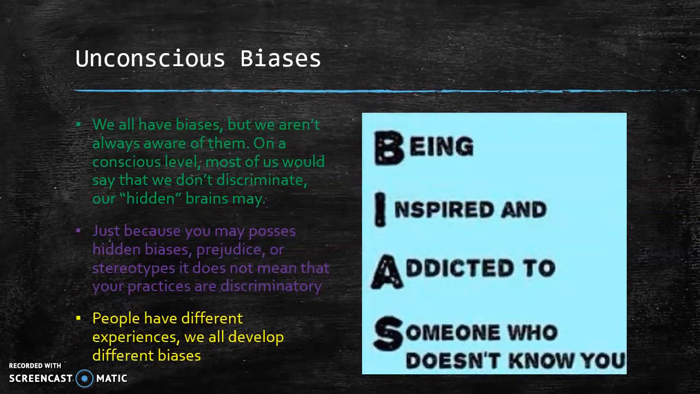Next, I want to talk about unconscious bias, which is a more common type of bias because we don't know that we are being biased. As human beings, we all have biases, but we are not always aware of them. On a conscious level, most of us would say that we don't discriminate, but our hidden brains may say different. Now, a hidden brain is a term that describes a variety of influences that influence us without our awareness.